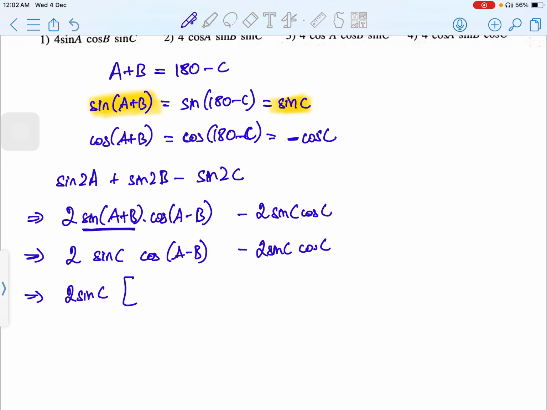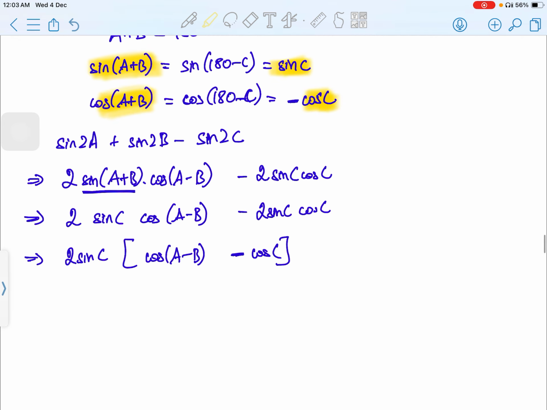2 sin C common out means you will have cos of A minus B minus cos C. Now cos C means cos of A plus B, with the minus sign, so directly you can write it with plus. So 2 times sin C times cos of A minus B plus cos of A plus B. This is a very well-known formula.